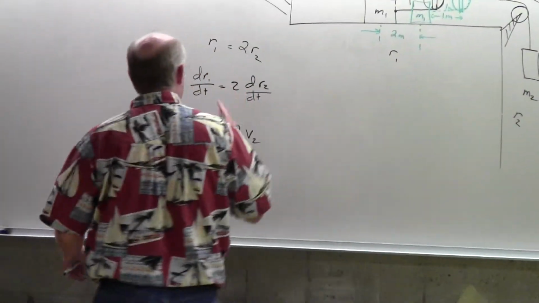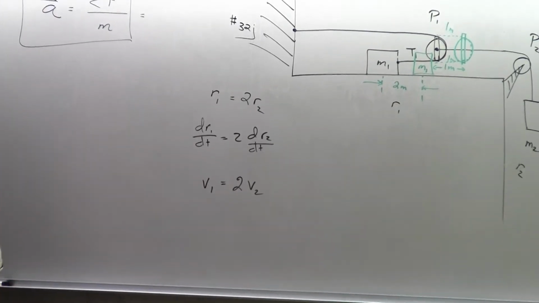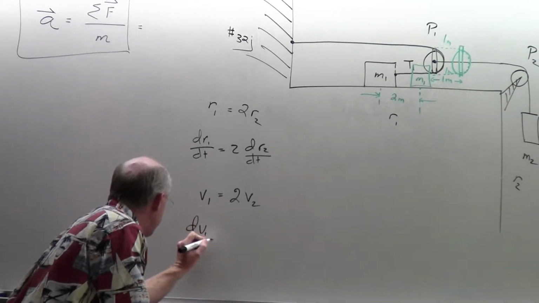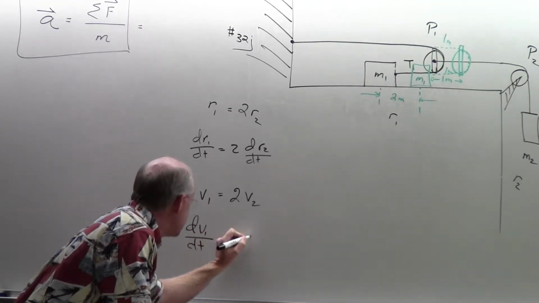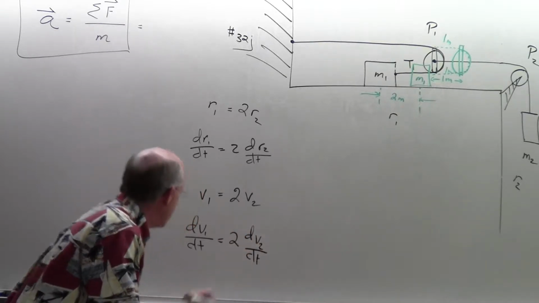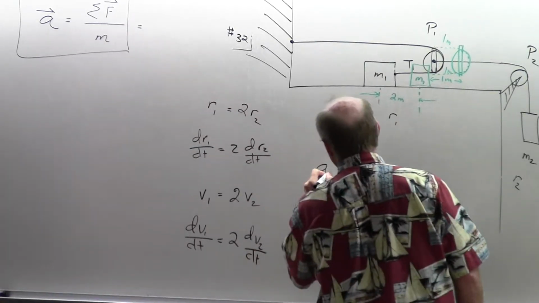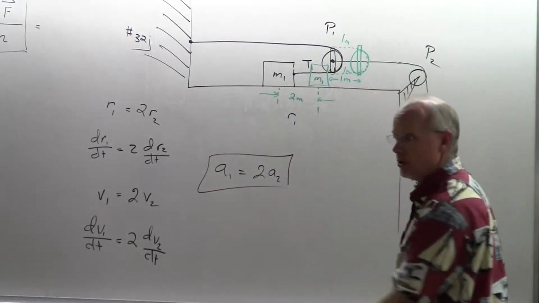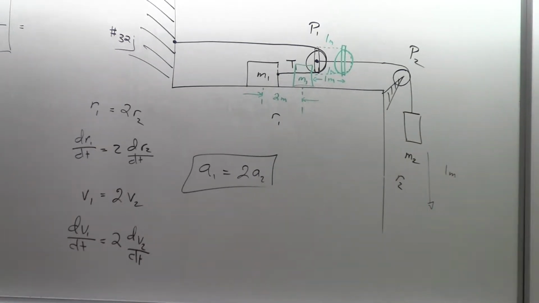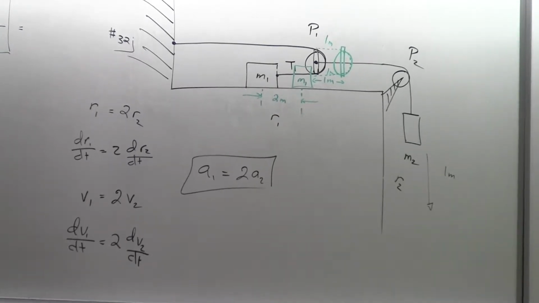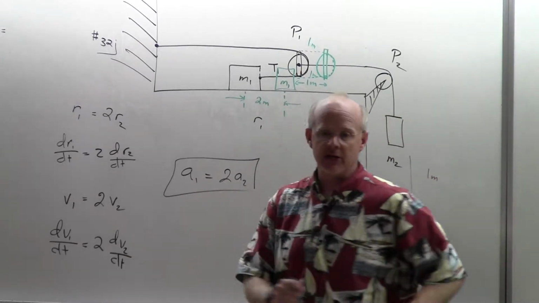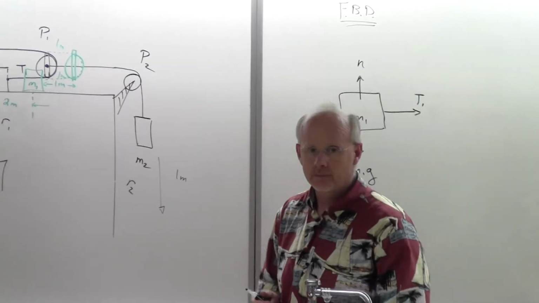Well, in either case, there's the velocities. Could you get the relationship between acceleration? Did you take the derivative again? So the derivative of the velocity with respect to time is 2 times the derivative of number 2. That derivative there is the acceleration of number 1, and that one is the acceleration of number 2. Okay? So we can answer A. What's the relationship between the accelerations? Well, knowing the acceleration of block 2, you double it, you get the acceleration of block 1. Okay?